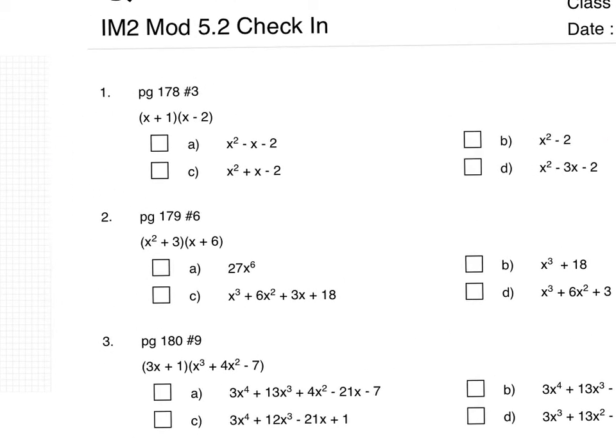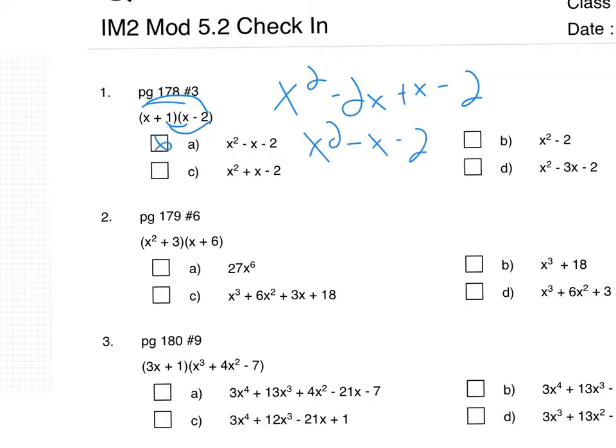So this first one we have x plus 1 times x minus 2, which we actually did worse on than the second one. My guess is because we actually had to combine like terms on this one, we made a mistake there. So when I go x times x, I get x squared. X times negative 2 is a negative 2x. Then I get 1 times x is x. And then 1 times a negative 2 is a negative 2. Combine our like terms in the middle, and we get x squared minus x minus 2. Giving us the answer of A.